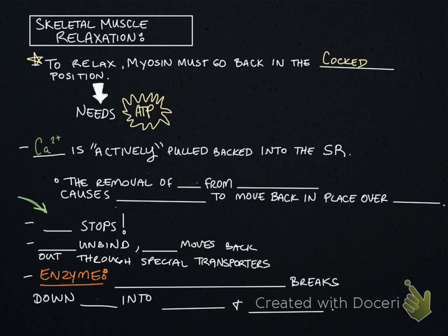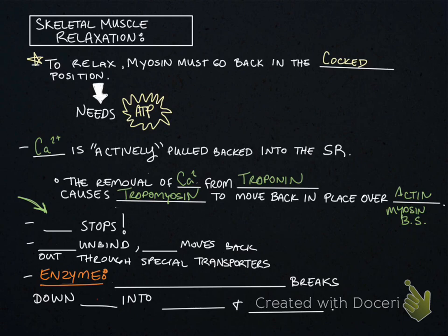So calcium is actively pulled back into the sarcoplasmic reticulum, and this causes the removal of calcium from troponin, and then this causes tropomyosin to move back over actin. Or I might say in your notes, the myosin binding sites. Either one's fine. Okay?